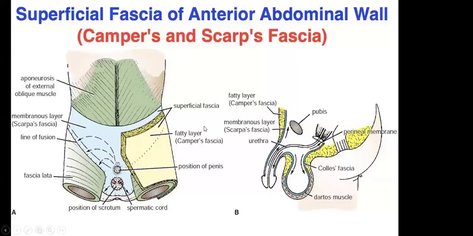Here, this picture shows the superficial fascia. It consists of 2 layers, a fatty layer, Camper's fascia, and under it is a membranous layer, Scarpa's fascia. Scarpa's fascia is continuous as Colles fascia in the perineal area.